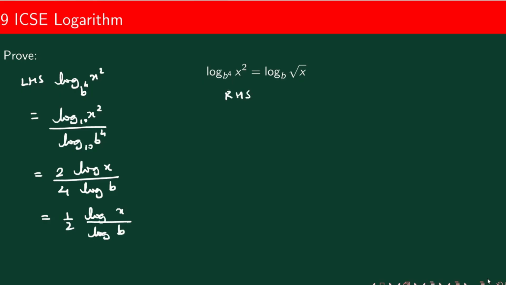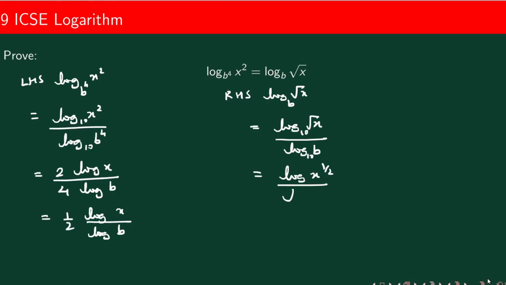So the right hand side is root of log x upon log b, that is root of log x, this is log b. So this is x raised to half times log x upon log b. Left hand side is equal to the right hand side. Proved again. Moving ahead to the next question.